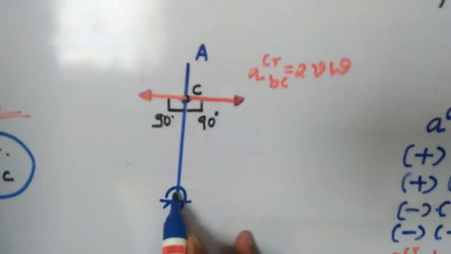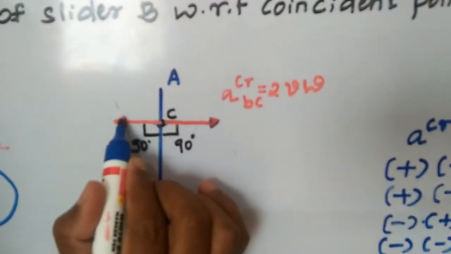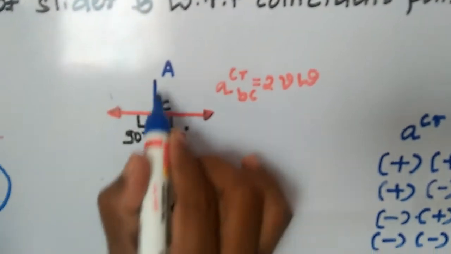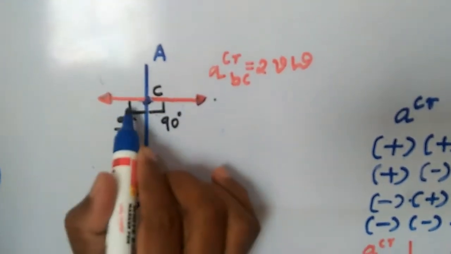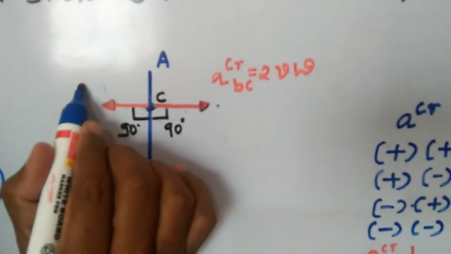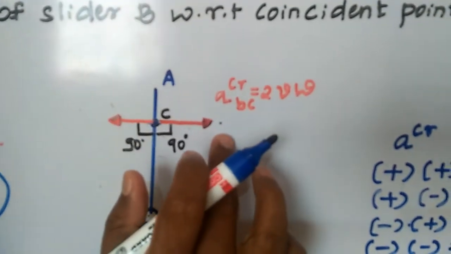That is the link OA. If you consider this is OA, it is always perpendicular to OA. That is OA. At the point C, it is perpendicular, exactly 90 degrees. Either it may be left or right. In order to determine the left and right, the sense of direction comes into the picture.